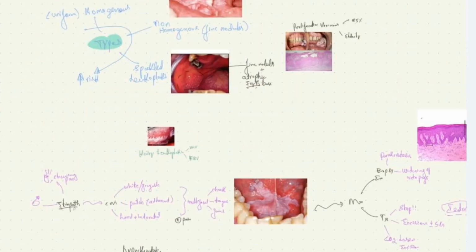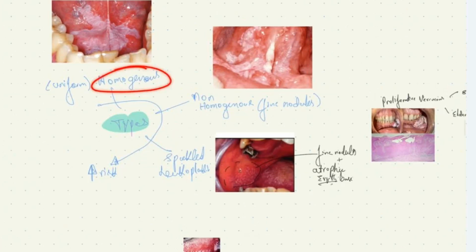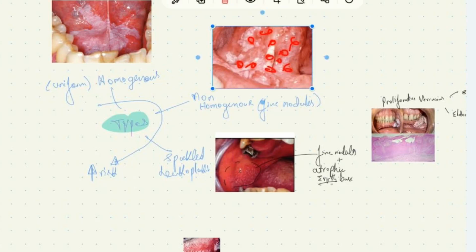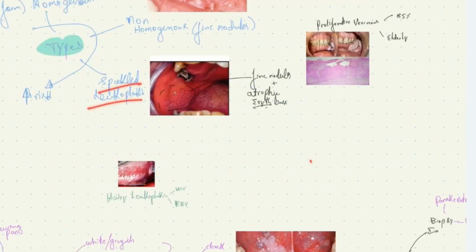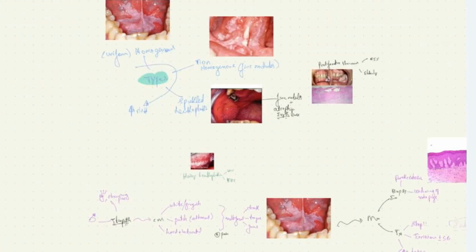Now, what are the types of leukoplakia? It is divided into homogeneous type, non-homogeneous type, and speckled leukoplakia. The homogeneous type is where we see a uniform white patch. In non-homogeneous type, we see fine nodular-like lesions. In speckled leukoplakia type, along with fine nodular lesions, we see an atrophic erythematous base. These are the types of leukoplakia.